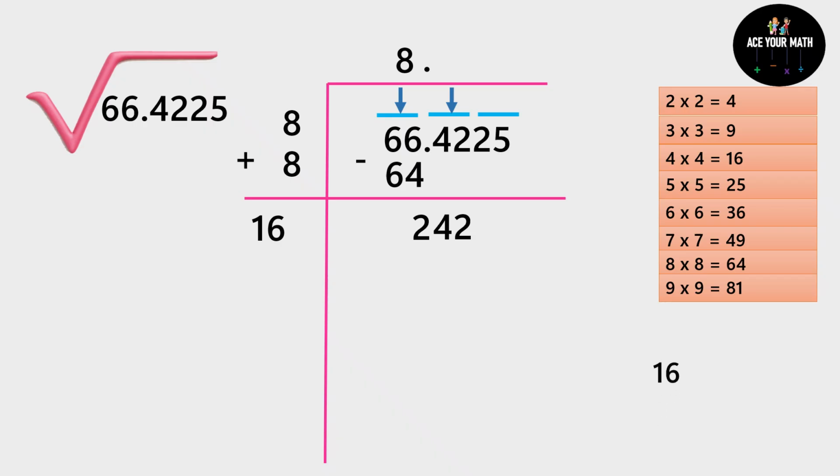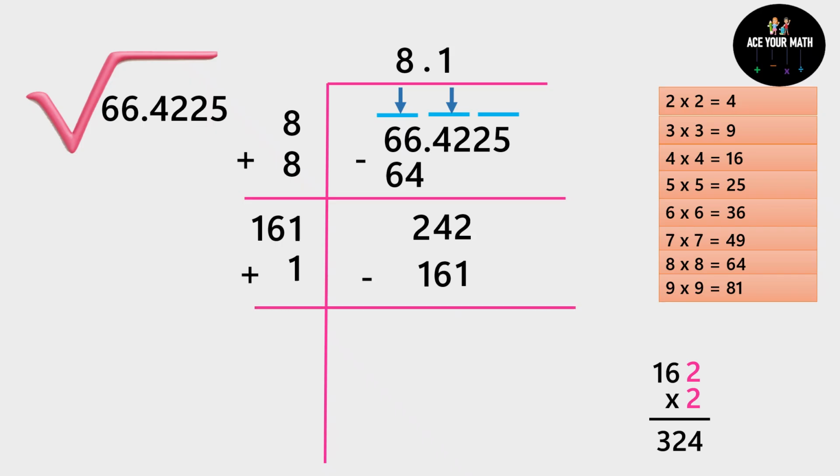Now in the practice area you can try different combinations with 16. Let's say you try 2 this time. So when you multiply 162 with 2, you get 324. See, 324 is greater than 242. It means you will take 1. So 161 times 1 is 161. Now the same 1 you will add on the left hand side, and on the right hand side you will do subtraction. On subtraction you get 81, and on the left hand side on addition you get 162.